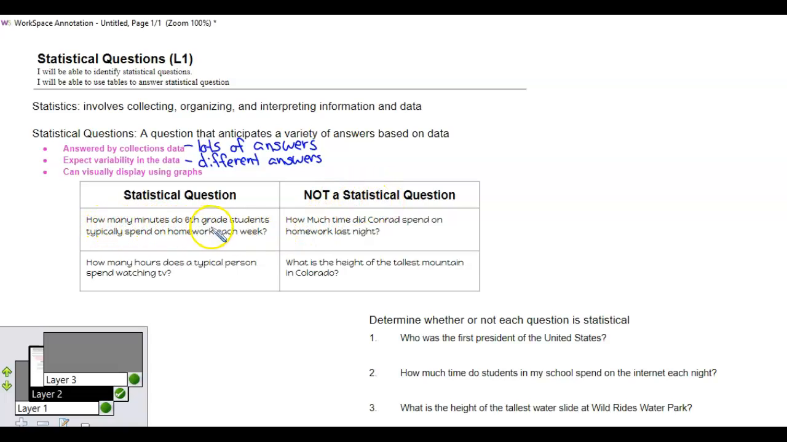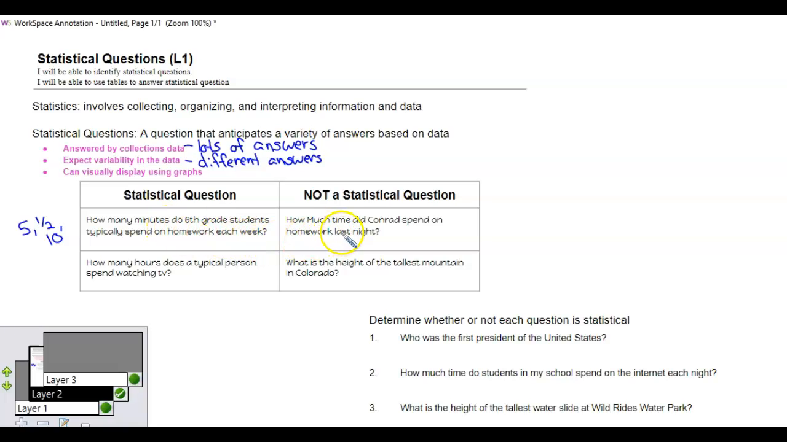How many minutes do sixth grade students typically spend on homework each week? This is statistical because somebody could tell me 5 hours, someone could tell me half an hour, someone could tell me 10 hours. And I can ask lots of people this question, right?